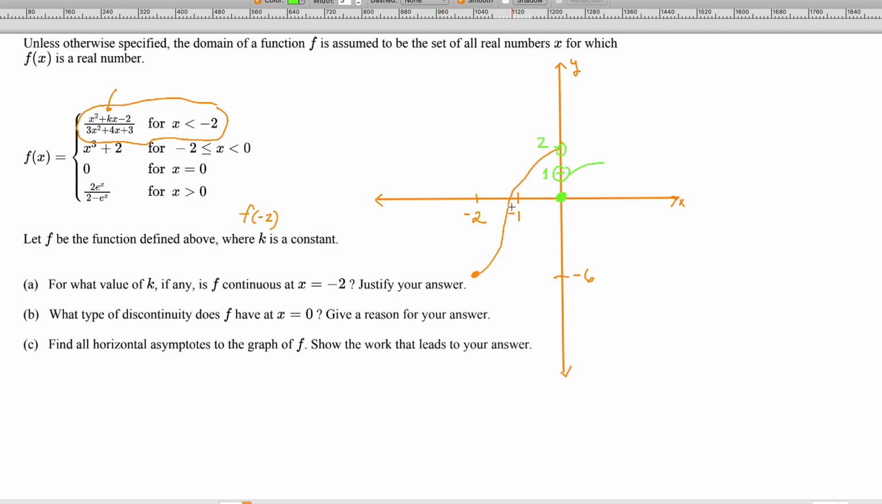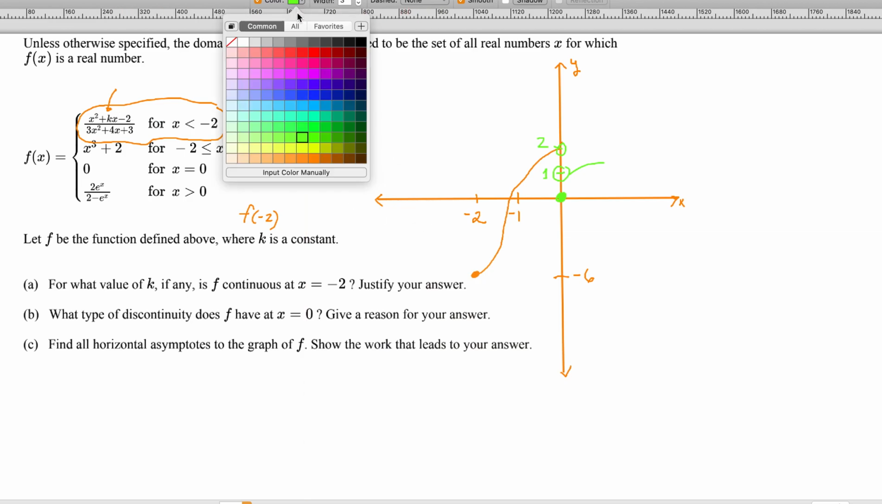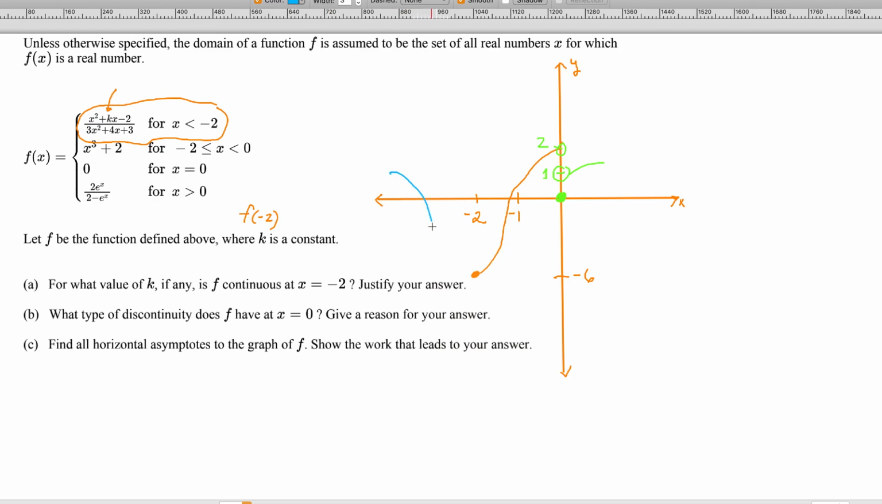Now, I want to know what's happening to the left of -2. Think about what you want: you want it to just meet, to be continuous, either like that or like that. You want it to meet at that value -6 when x is -2. So you want this rational function to be -6 when x is -2. You plug in -2 into this rational function and solve for k.